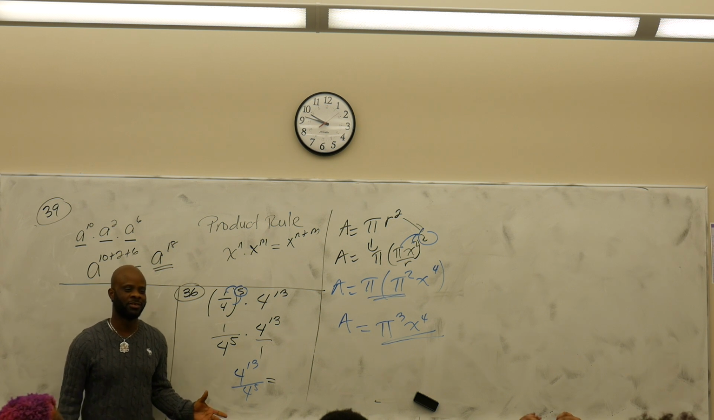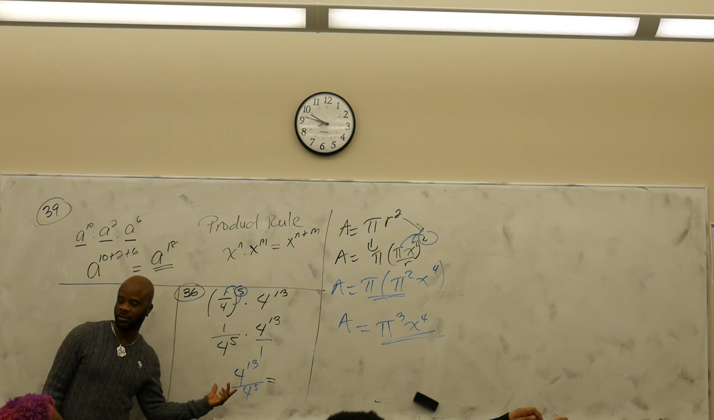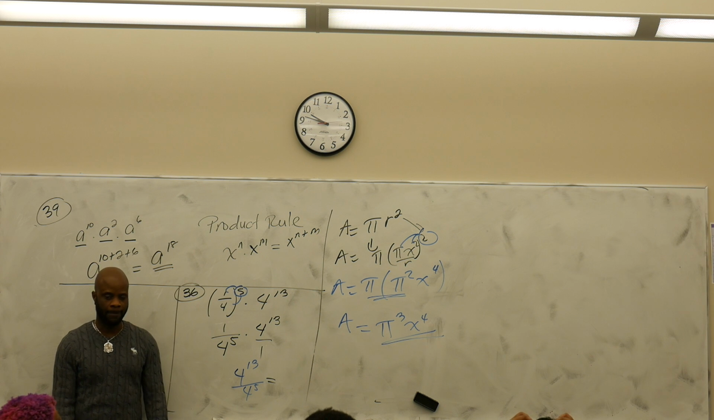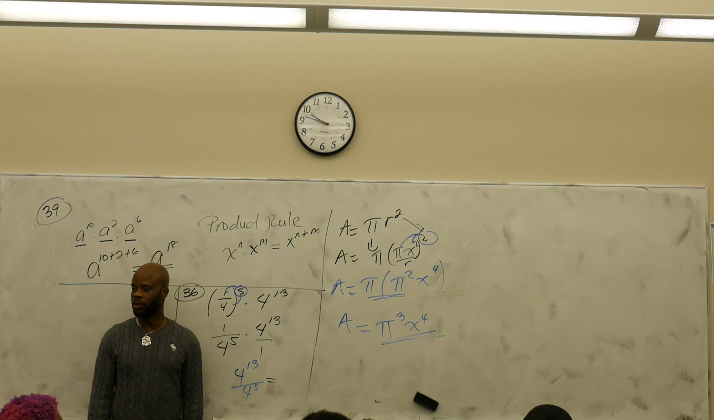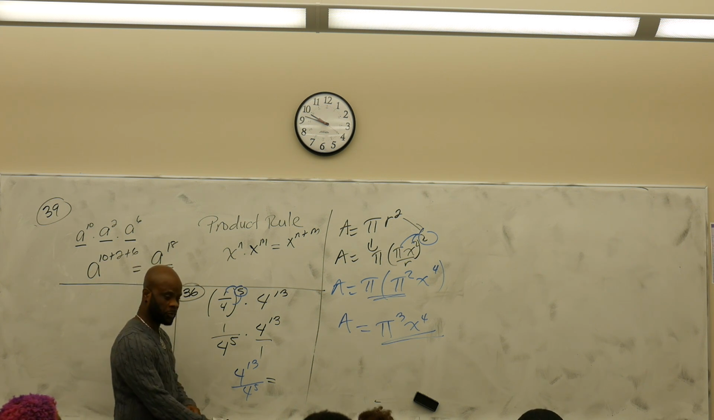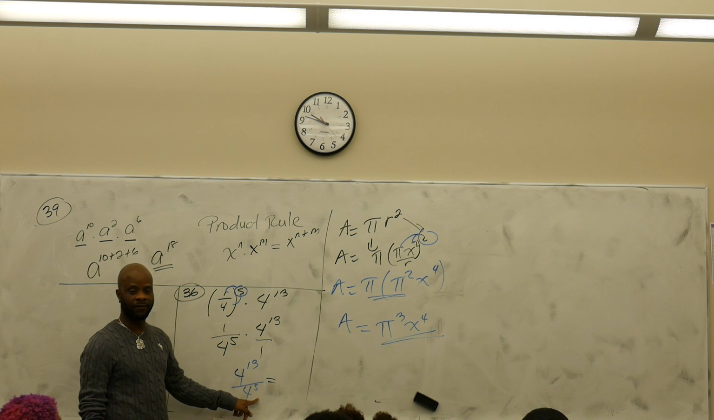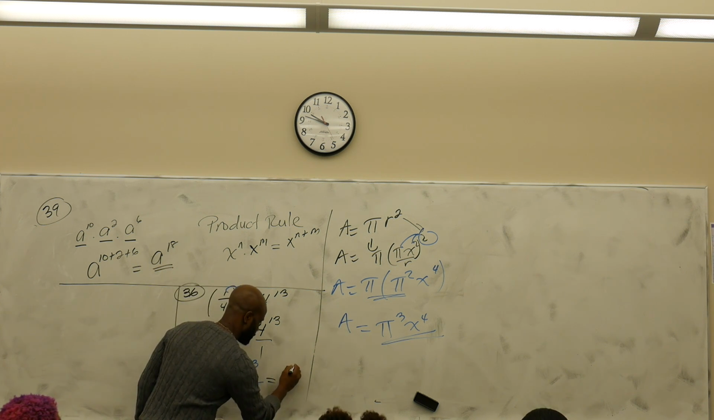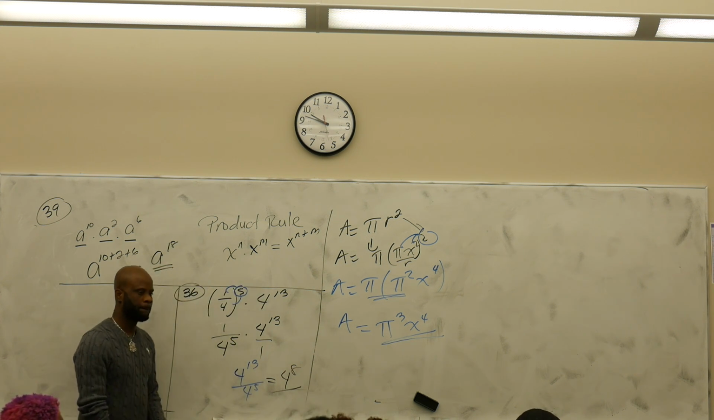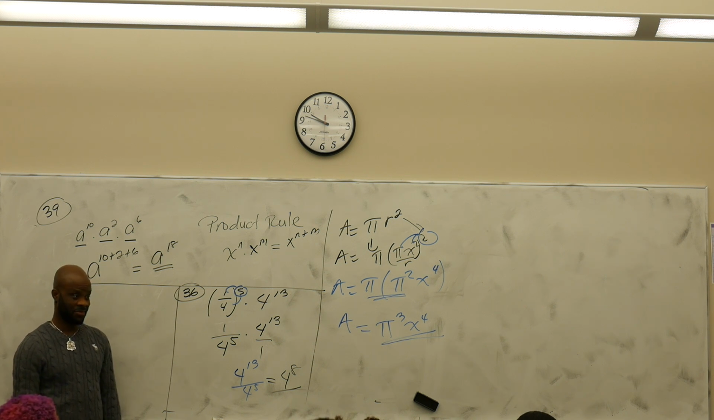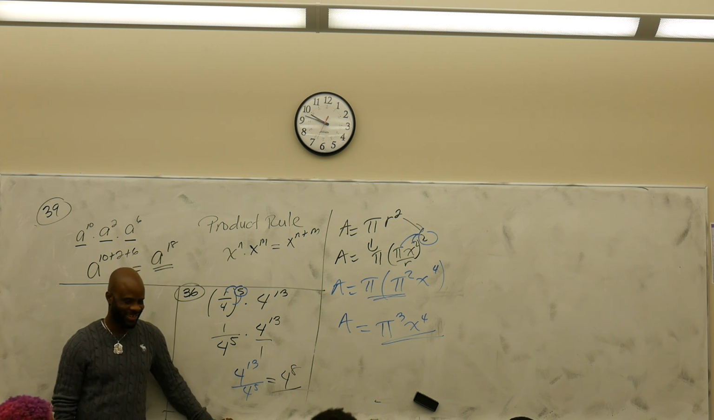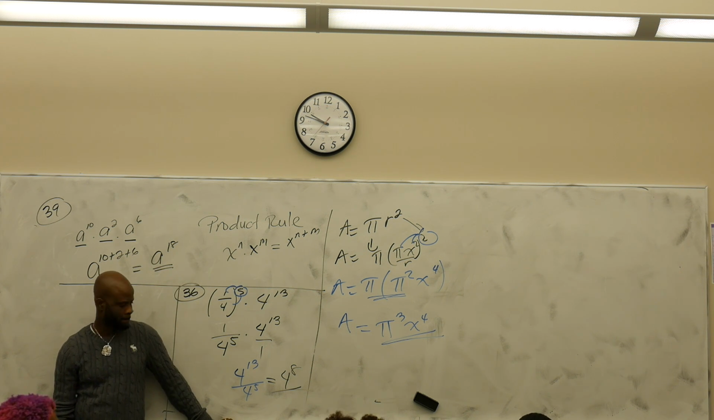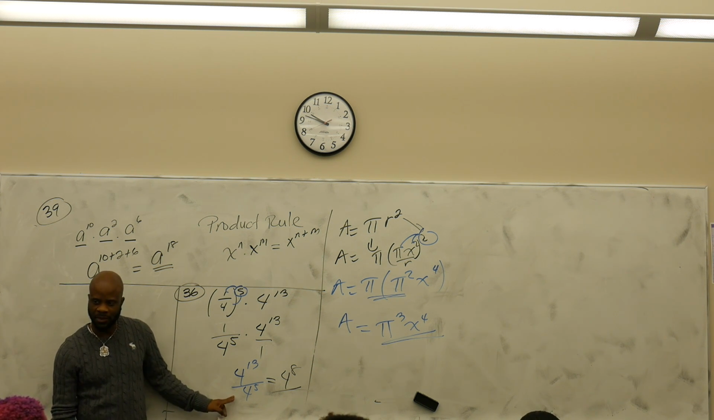Okay, this is a division. So what property do we apply here? The quotient rule. What do we do in the quotient rule? We subtract the exponents. So what's 13 minus 5? 8. 4 to the 8th is 65,536. Is it okay if we leave it like that? Nope. That's why you've got a property that addresses that.